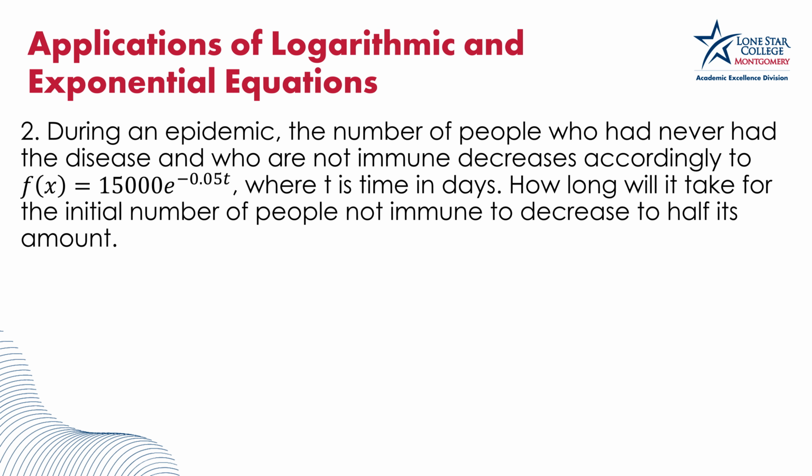So the key thing we look at here is this last part where it says half of its amount. What does that mean? Half its amount is half of what the initial number of people who never had the disease was. The initial amount in this case would be that 15,000 people. So half of that would be taking the 15,000 and dividing it by 2. So it gives us 7,500.